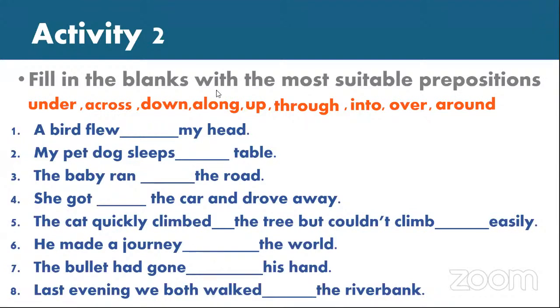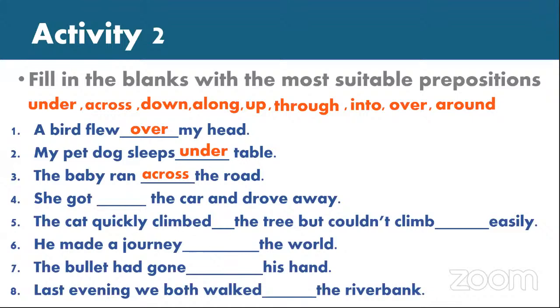Okay, let's discuss now. I think you did it well. For the first one, those who couldn't do it, you have to check what you have written now. A bird flew over my head. Next one. My pet dog sleeps under the table. Third one, the baby ran across the road.